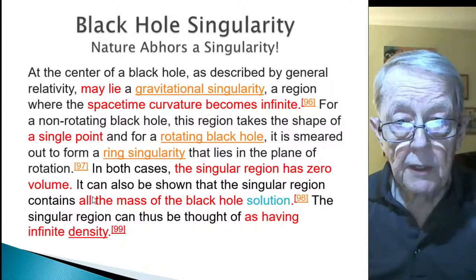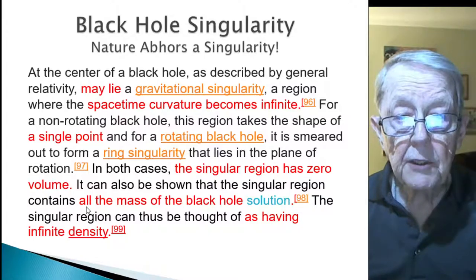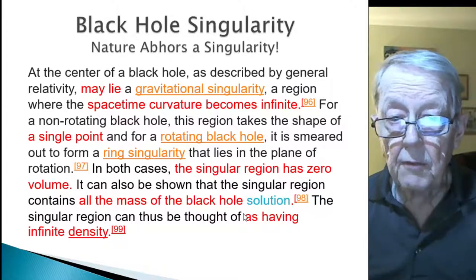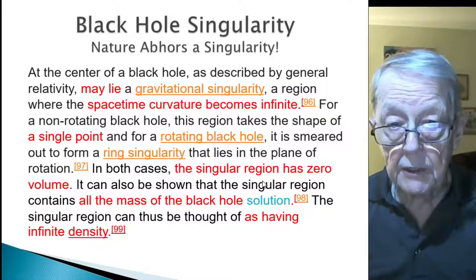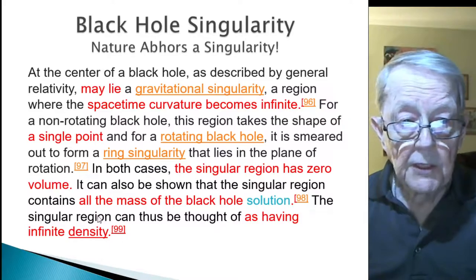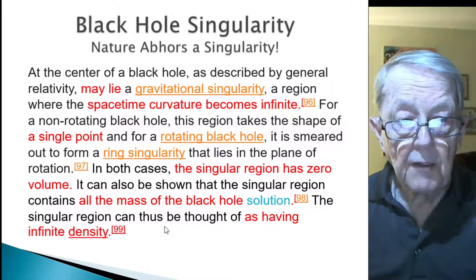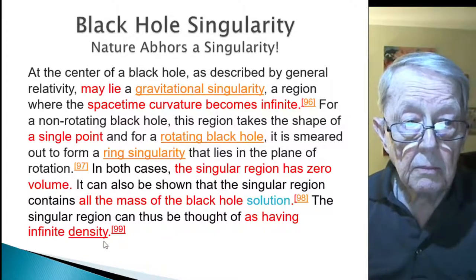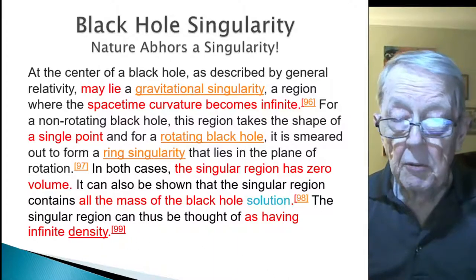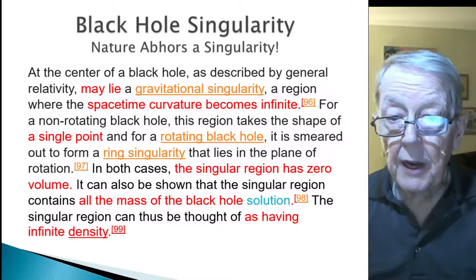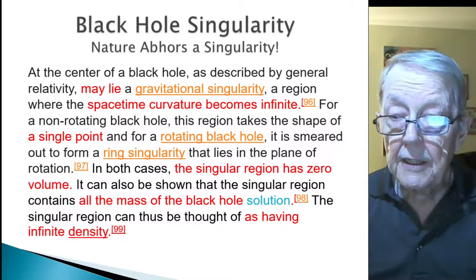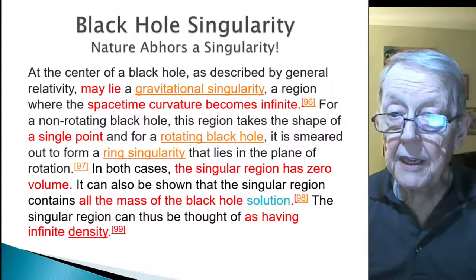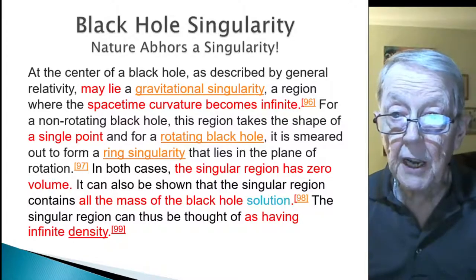It can also be shown that the singularity contains all the mass of the black hole solution. Not all the mass of the black hole, but of the solution to these equations. The singular region can thus be thought of as having infinite density. Single point, zero volume, infinite density. That's why everybody has difficulty understanding why this situation in space-time could actually happen. It just doesn't make sense, and a singularity is not something that science normally even likes.